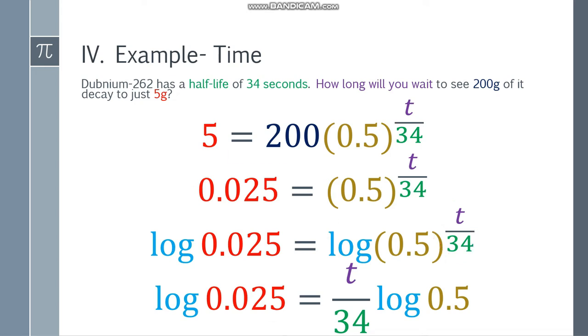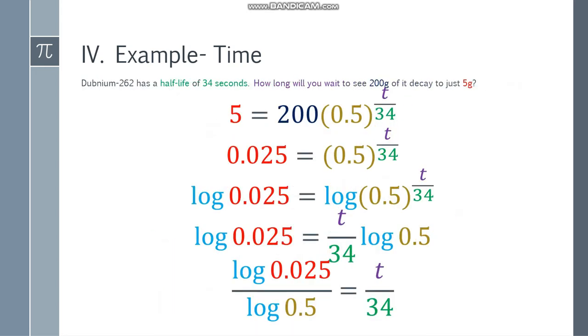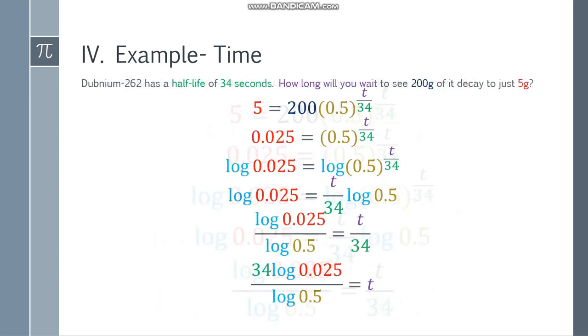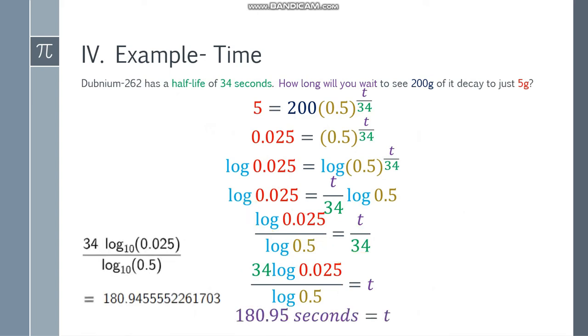Now to simplify further, this log 0.5, just put it under here, or divide both sides by log 0.5, is equal to t over 34. Next, the 34 here, just multiply log 0.025 by 34 and the t will be this one. Just input it in the calculator and you will get an answer of 180.945 something, or 180.95 seconds.